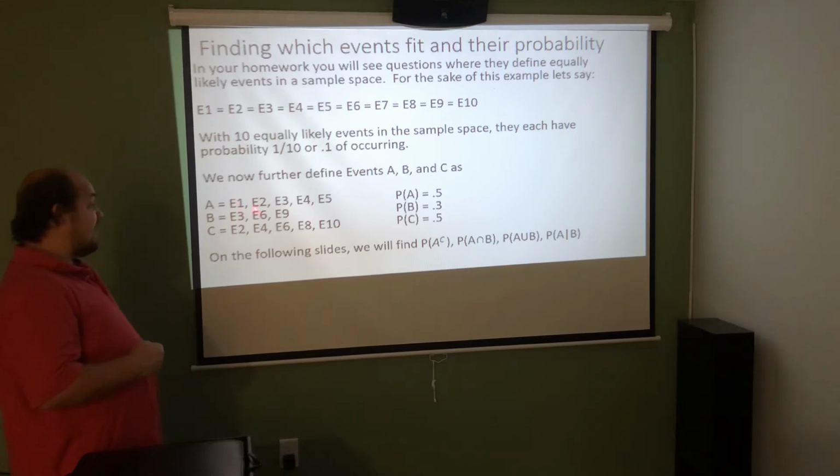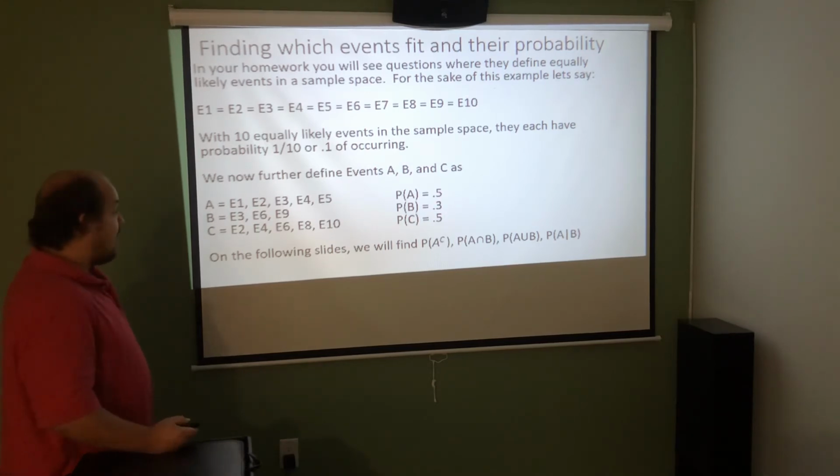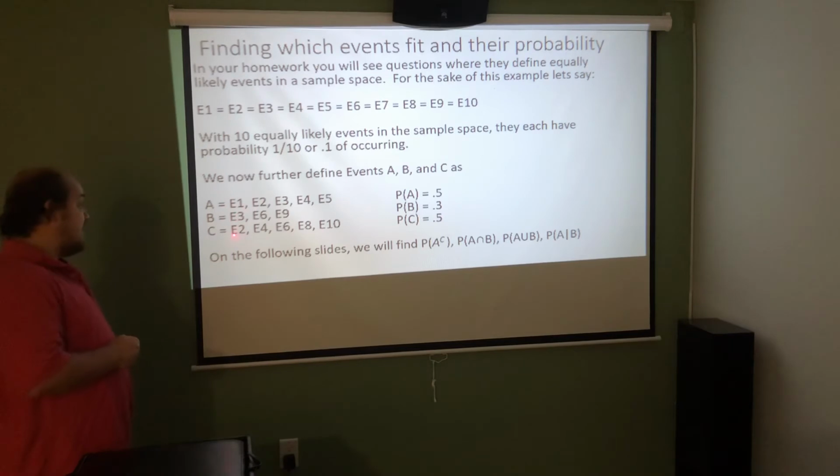Group B is E3, E6, and E9. 3 possible events, each worth 0.1. 3 times 0.1 means the total probability is 0.3 of event B. Event C has E2, E4, E6, E8, and E10. 5 events out of the 10 total. That's why it occurs with probability 0.5.